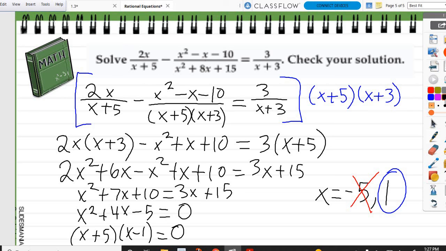So sometimes we might have one solution, sometimes we might have no solution. Sometimes both of them could work, so you could end up with 2 solutions, but we always need to make sure that we check them to see if any of them make the denominator 0.